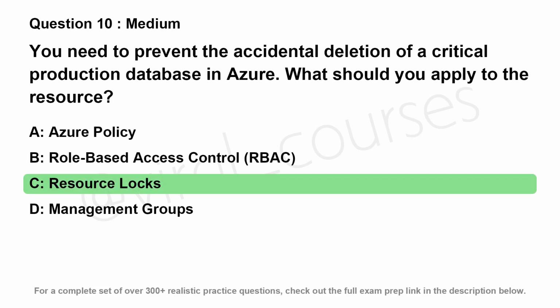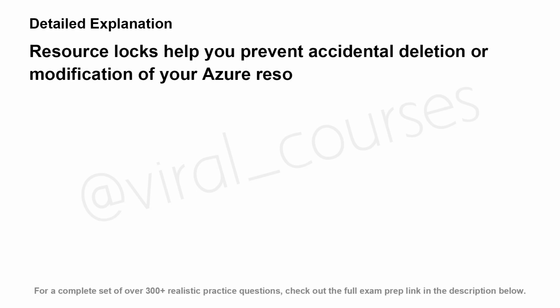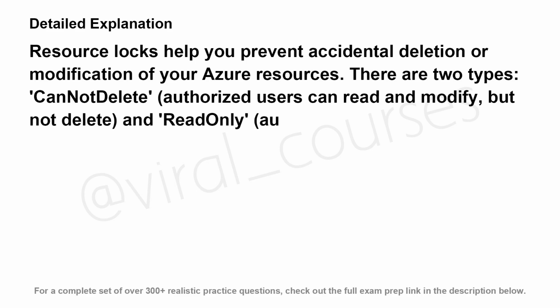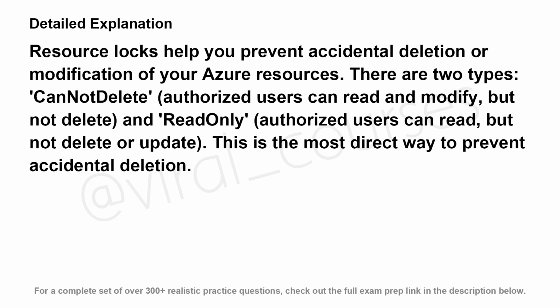The correct answer is C. Resource locks help you prevent accidental deletion or modification of your Azure resources. There are two types. Cannot delete: authorized users can read and modify, but not delete. And read-only: authorized users can read, but not delete or update. This is the most direct way to prevent accidental deletion.